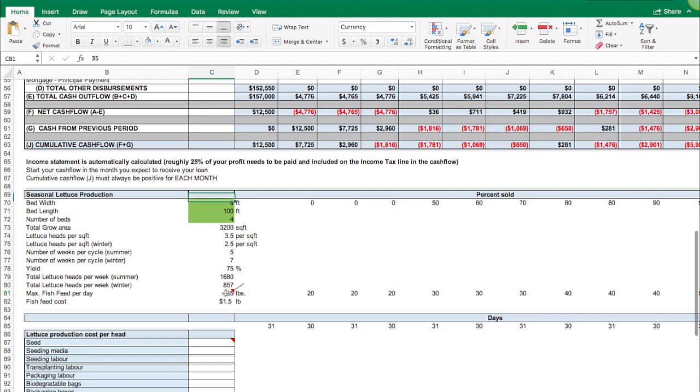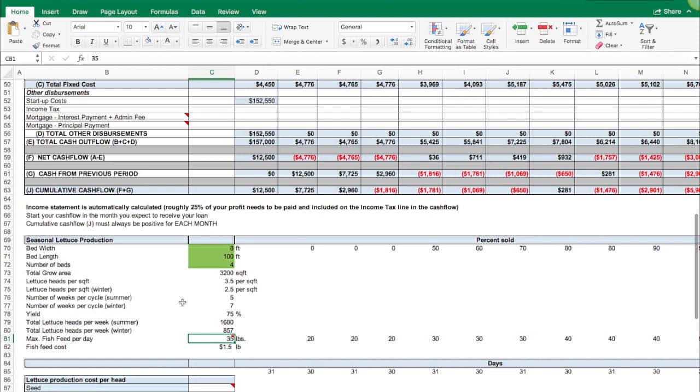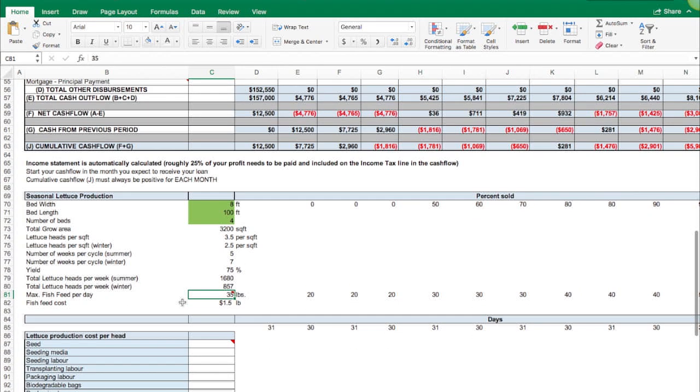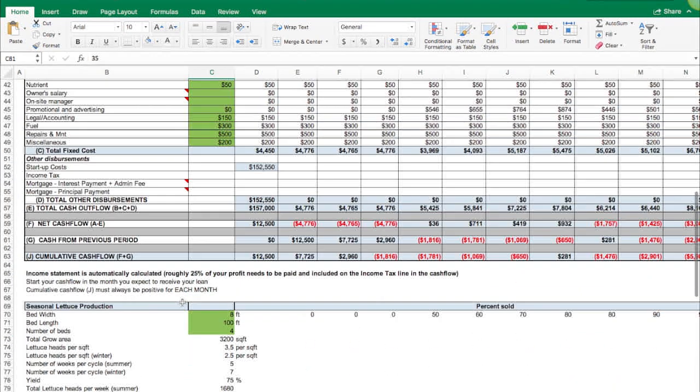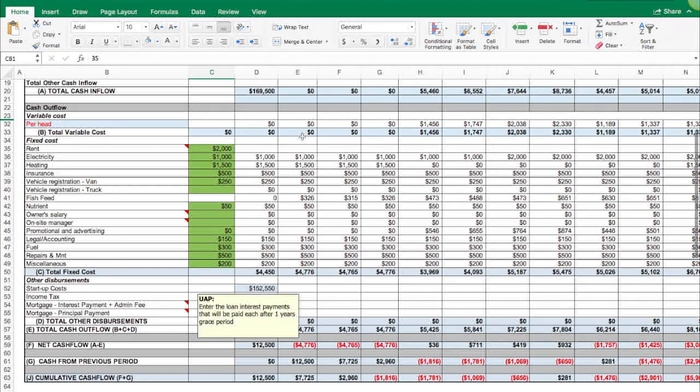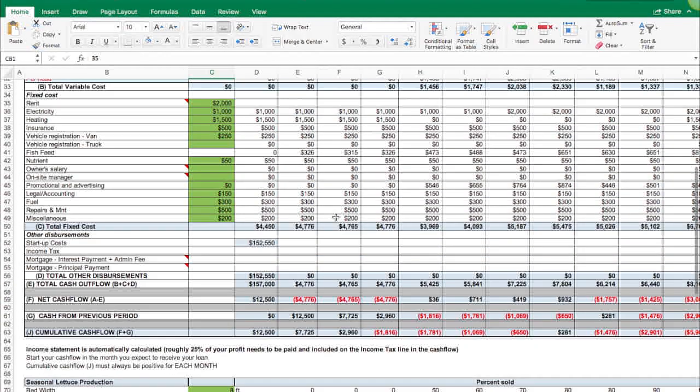Now, how do you determine this fish feed is the question. I've used the 5-in-1 design calculator, the commercial calculator, to determine this fish feed. There are ways that you can determine this fish feed. Either you can get the calculator and get this fish feed from there, or you can do it yourself manually and put it in there. And once you have that, then you can get all the numbers that you need. After that, it's just plug and play.